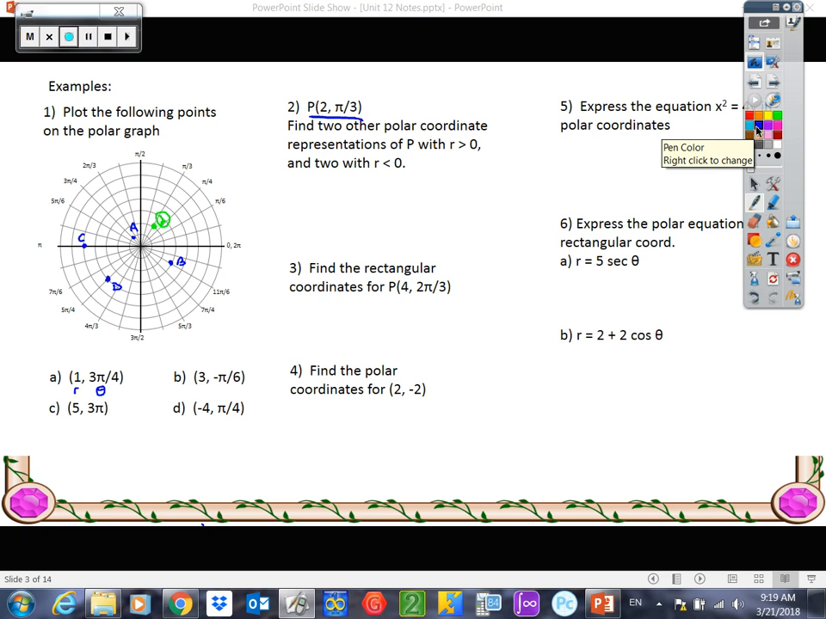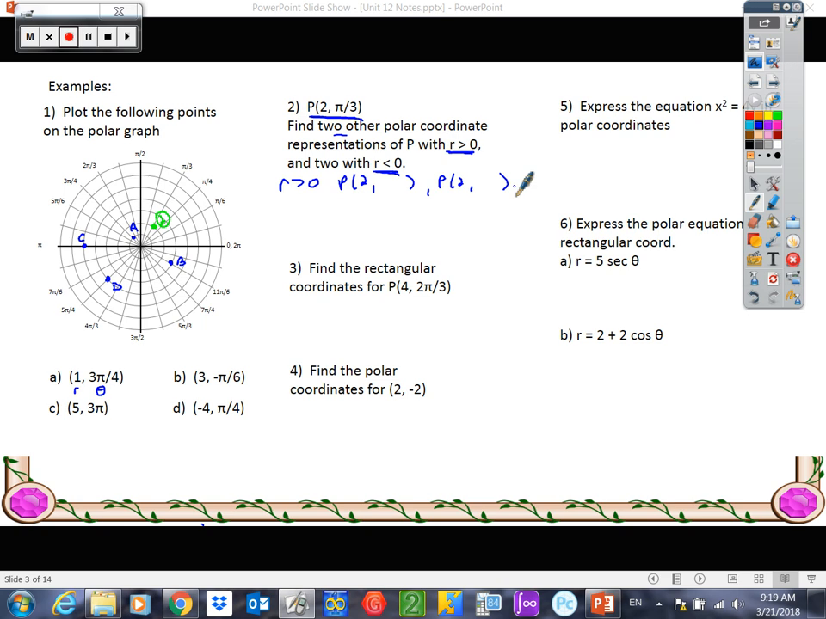And what they're asking us to do is to find 2 different polar representations where r is positive and 2 other ones where r is negative. Of course, there's an infinite number. We're just picking 2 of them. So let's think about how we would do that. Let's do it with r positive. So I need 2 positive ones. I just need to come up with the angle measure. So let's think about what we would do.